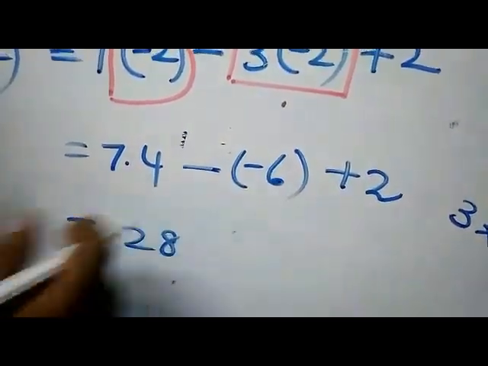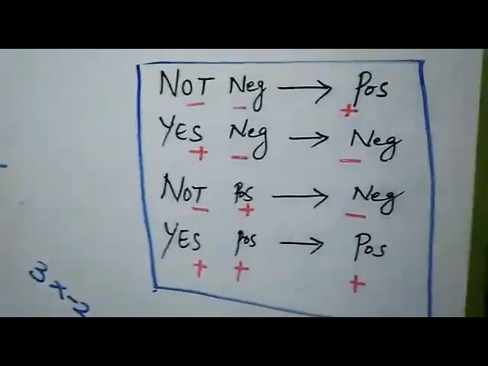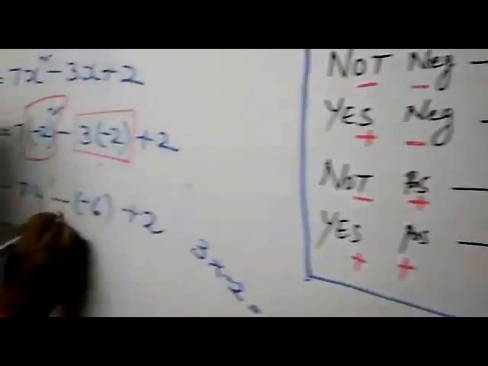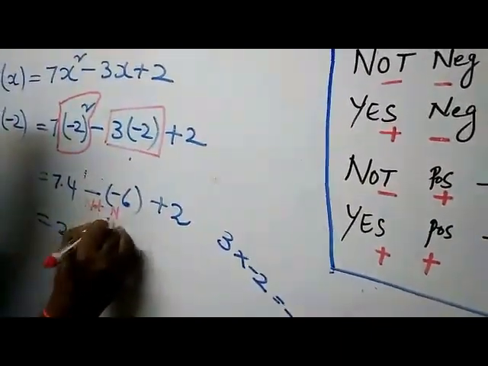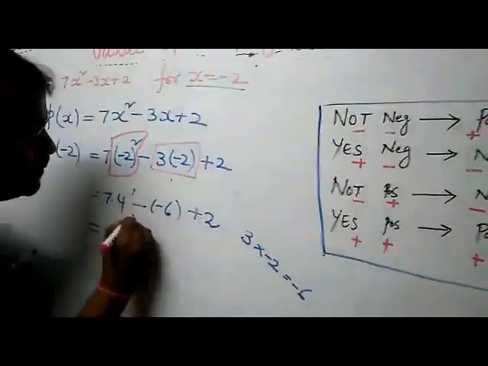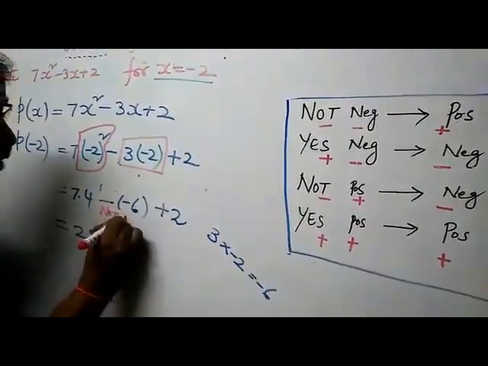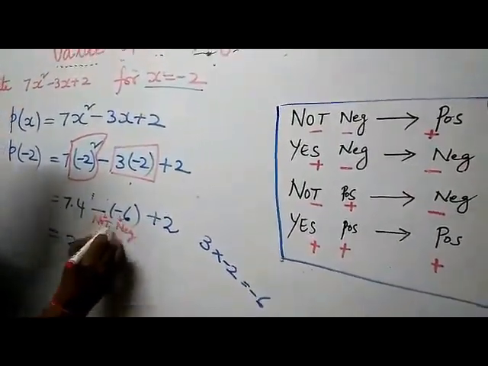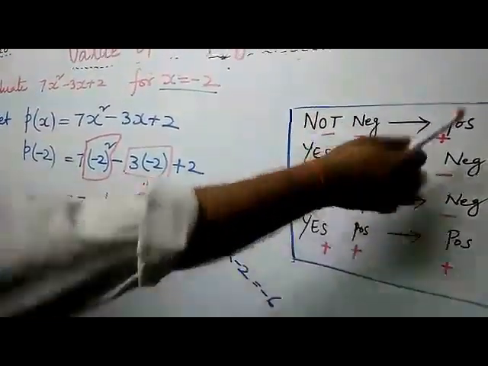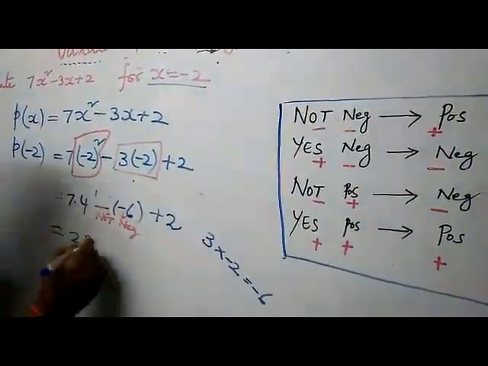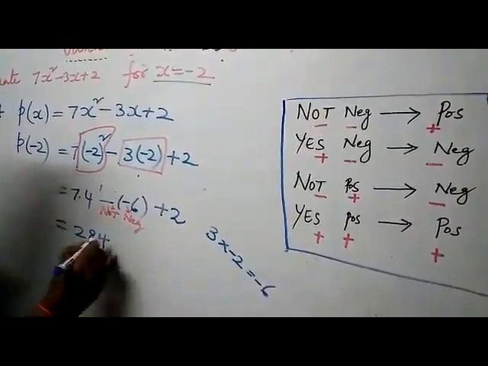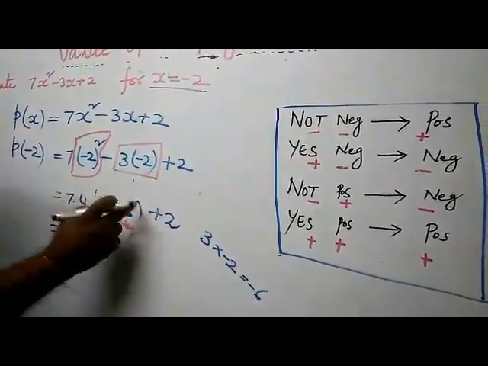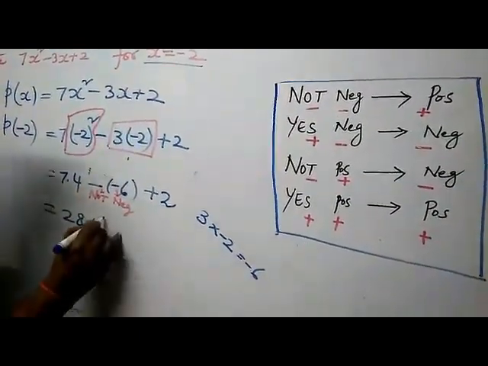Again, minus into minus is plus. Otherwise you can use this one: not negative, positive. If not negative in the sense positive, that's what you can keep instead of not negative. Otherwise, your old method, minus into minus plus, that is your wish.